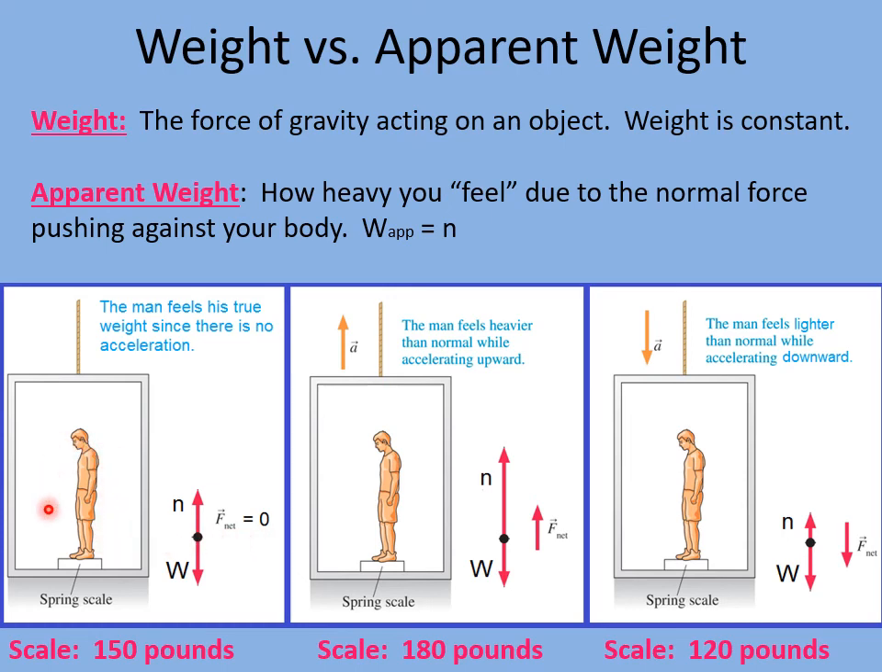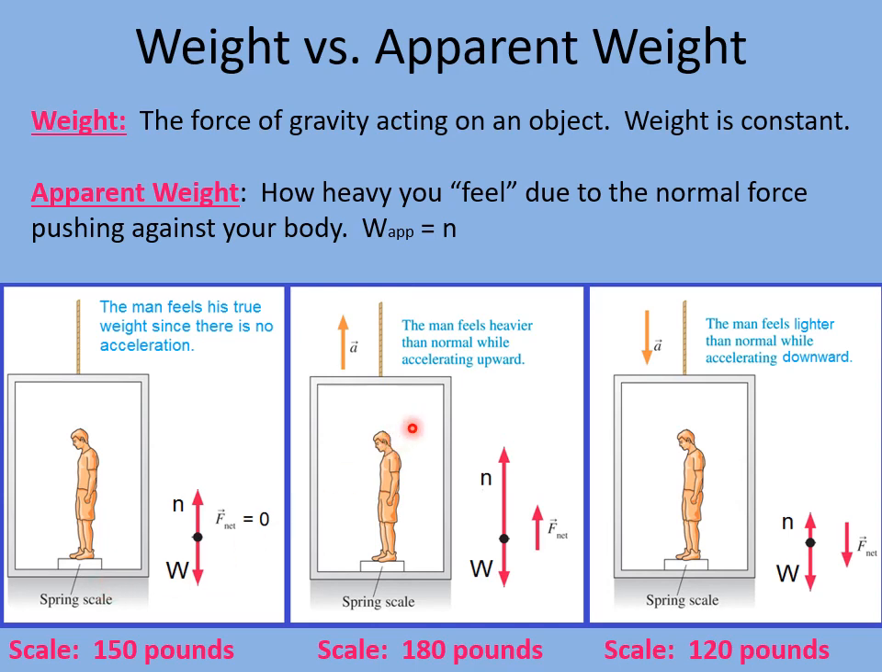Now this also applies if the elevator is moving at a constant speed. If the elevator is going upwards or downwards at a constant speed, this situation holds. There is no acceleration. Therefore, the normal force is equal to the weight of the man. And so let's say this man weighs 150 pounds. Well, then the scale will accurately read his true weight, which is 150 pounds.